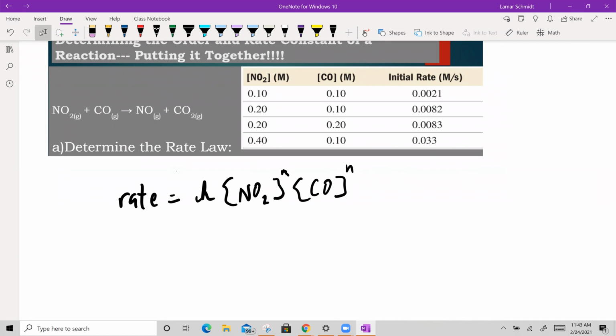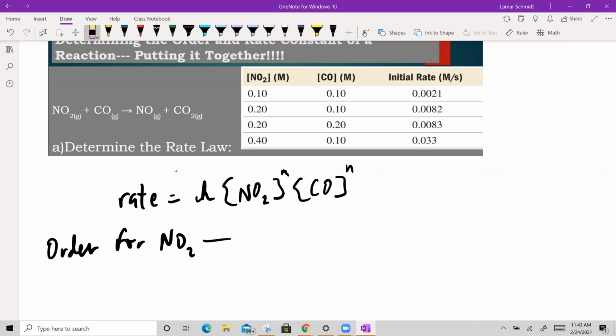Okay, so first let's determine what is the order for NO2. We're going to look at that first. So what we have to do is find a place on our chart where we are only looking at a change in NO2, but the CO stays the same. If you notice, there's all kinds of changes in NO2. We would not want to go here. We would not want to compare there. Why? The concentration stays the same. So we have to compare 2 points where it changes.